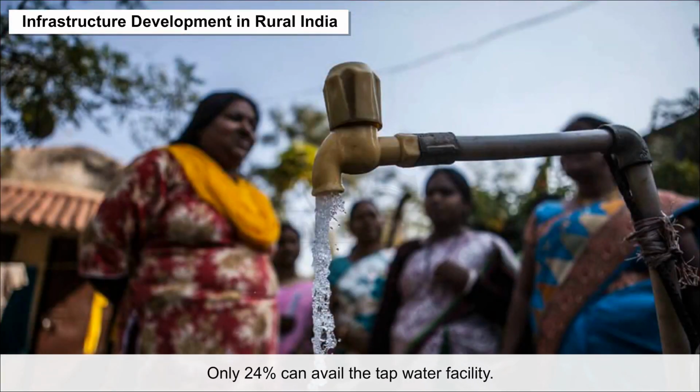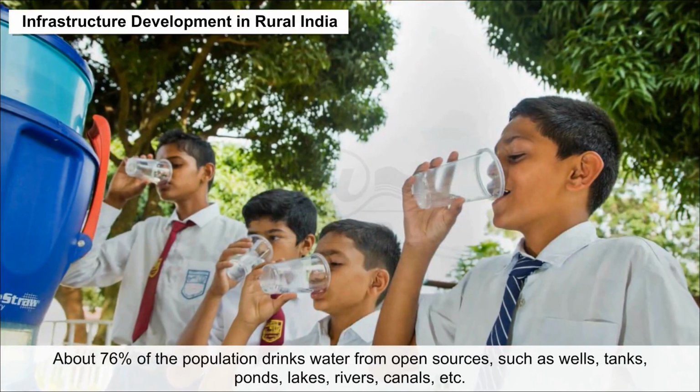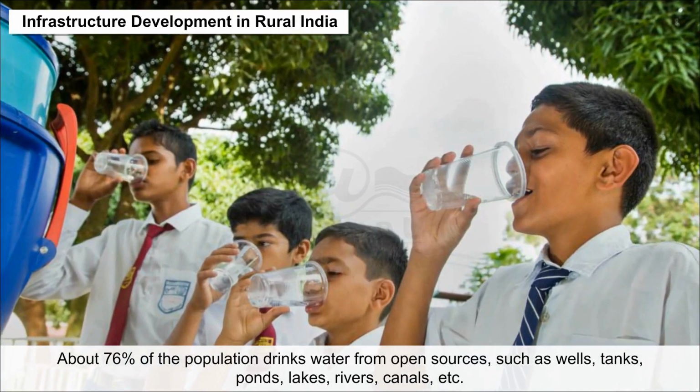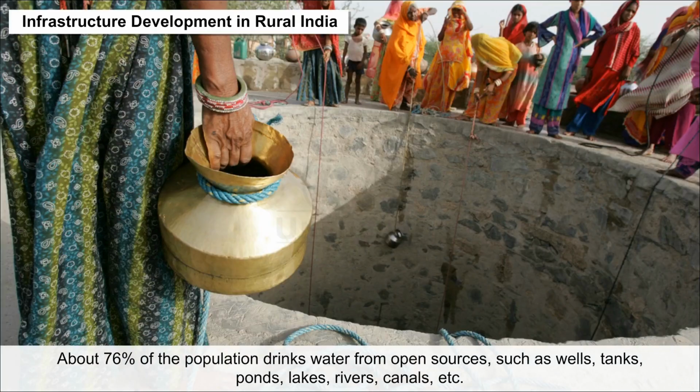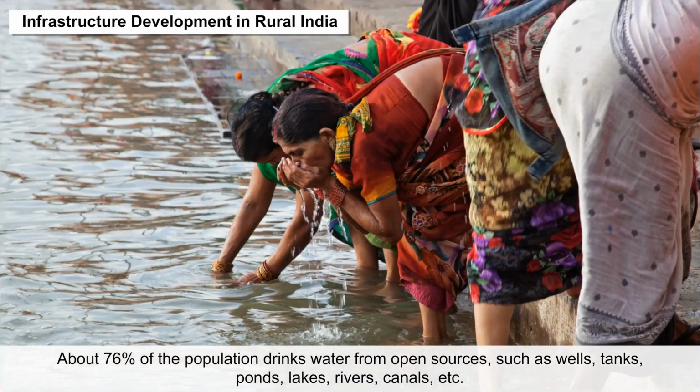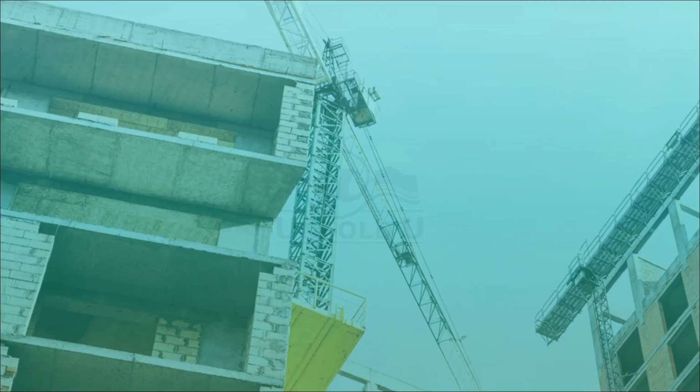Only 24% can avail the tap water facility. About 76% of the population drinks water from open sources such as wells, tanks, ponds, lakes, rivers, canals, etc.